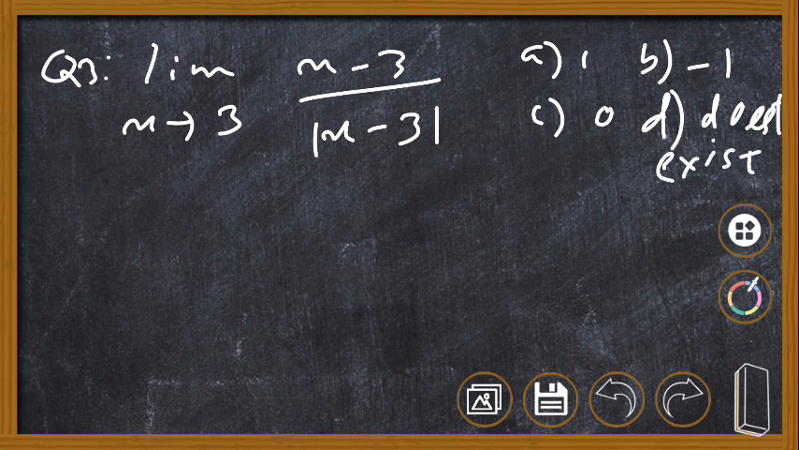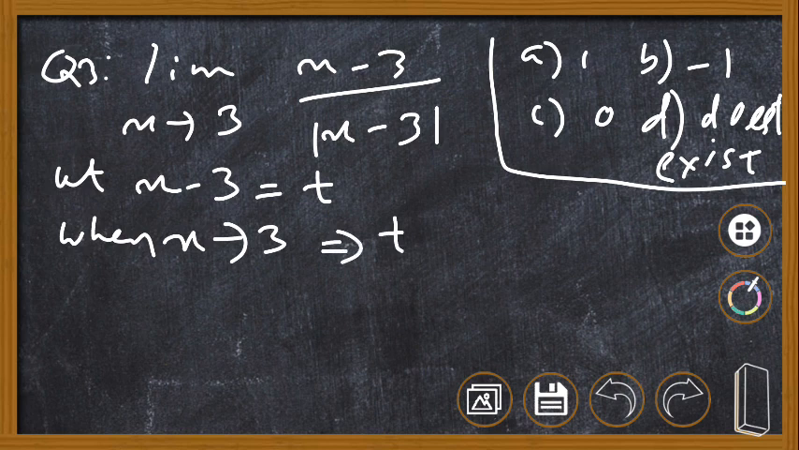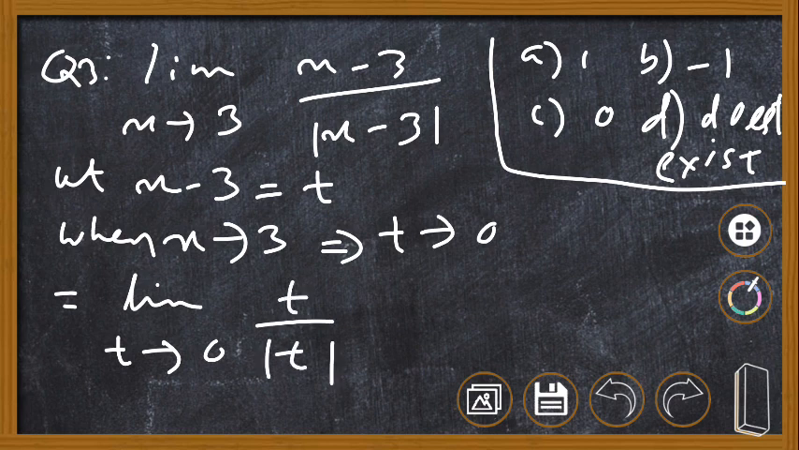Okay, let us test it. Now, for this question, let x minus 3 be equal to t, suppose. When x tends to 3, then t tends to 0. So my question is converted to limit t tends to 0, t divided by modulus of t.